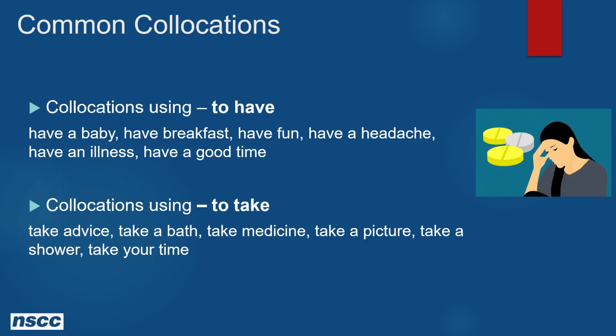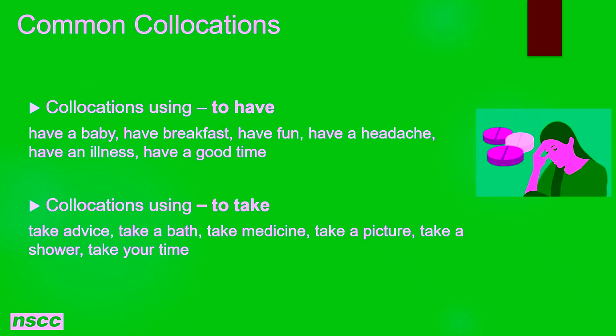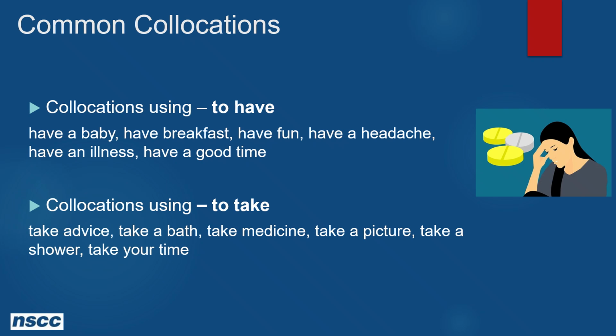Some examples of very common collocations by word grouping. With the verb to have: a baby, have breakfast, have fun, have a headache, have an illness, have a good time. With the verb to take: advice, take a bath, take medicine, take a picture, take a shower, take your time.